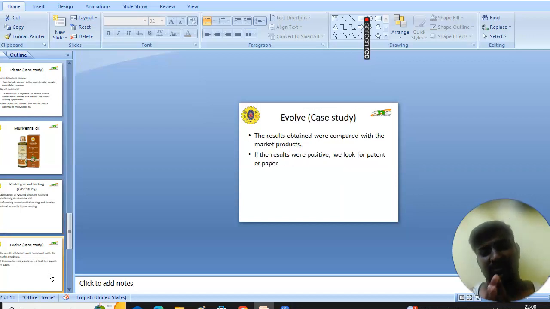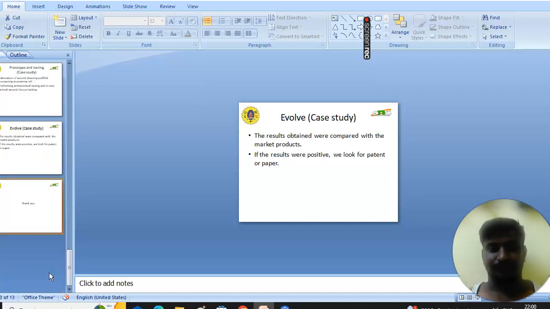The final stage is evolve. In evolve, the results obtained are compared with the market products. Further, if the results are positive, we look for a patent or paper.